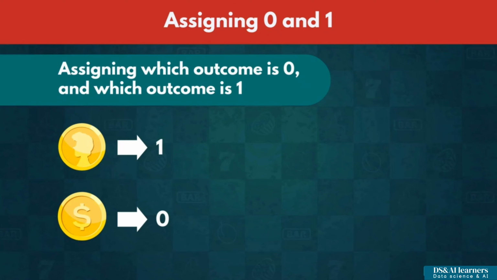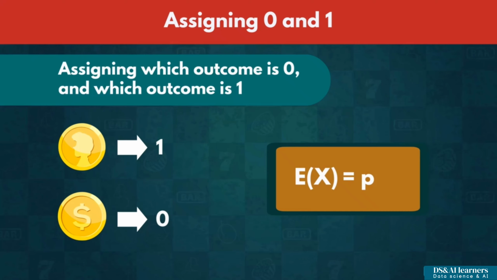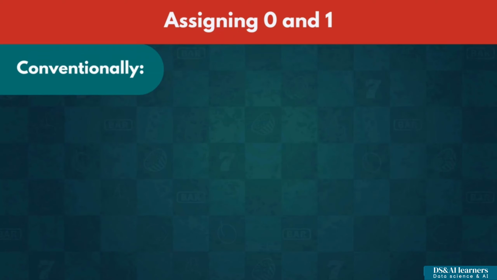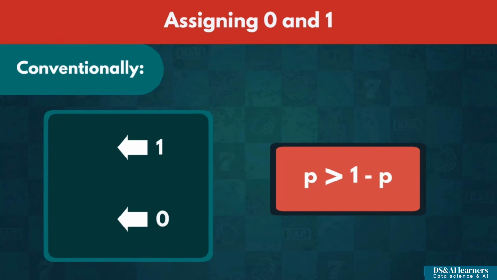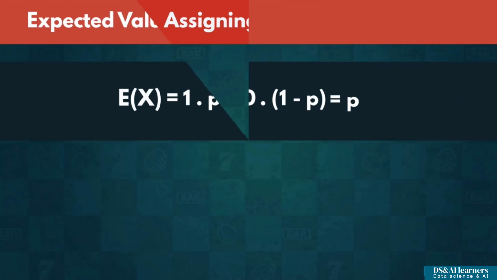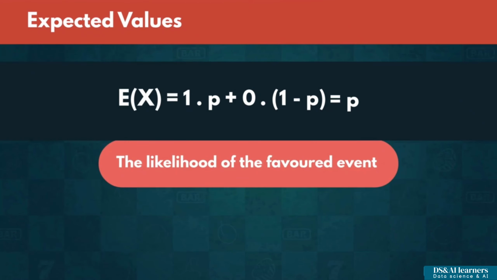For Bernoulli distributions, we often have to assign which outcome is 0 and which outcome is 1. After doing so, we can calculate the expected value. Bear in mind that depending on how we assign the 0 and the 1, our expected value will be equal to either p or 1 minus p. We usually denote the higher probability with p and the lower one with 1 minus p. Furthermore, conventionally, we also assign a value of 1 to the event with the probability equal to p. That way, the expected value expresses the likelihood of the favored event.